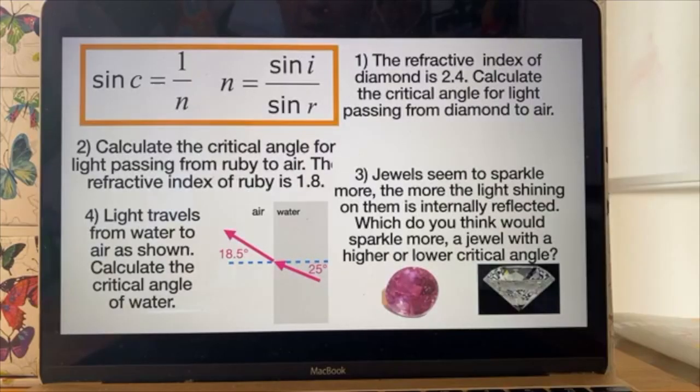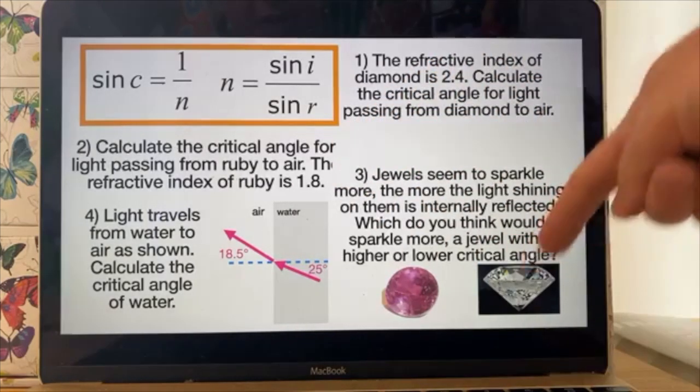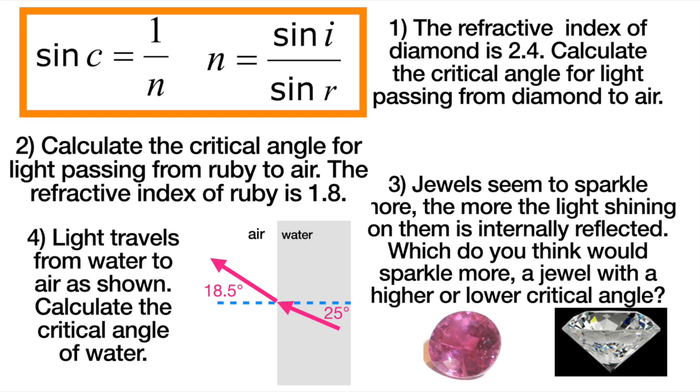Here's a couple of questions for you. If you haven't got a calculator with sine on it, you just do number 3. But here you go. Number 1: the refractive index of diamond is 2.4. So that would be n. Calculate the critical angle for light passing from diamond to air. And number 2, calculate the critical angle for light passing from ruby to air. The refractive index of ruby is 1.8.